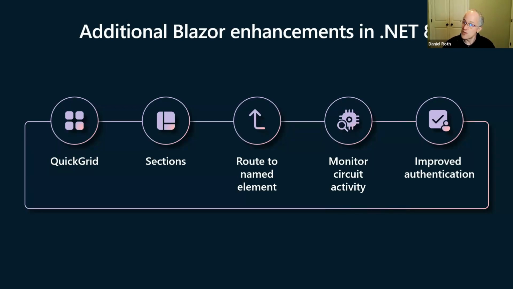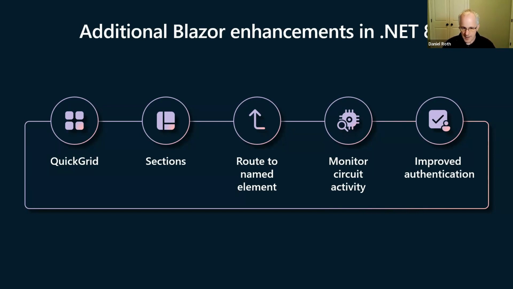We did a bunch of improvements to the Blazor router. We actually aligned it with the endpoint routing router in ASP.NET Core, so it now supports all the route constraints and optional route parameters. So those all now work, and we now support routing to named elements. So the routing is much better and improved in .NET 8.